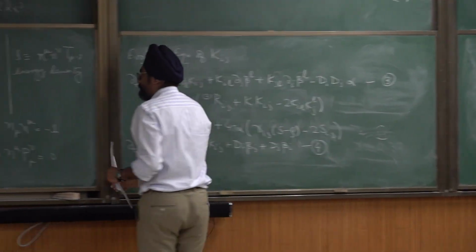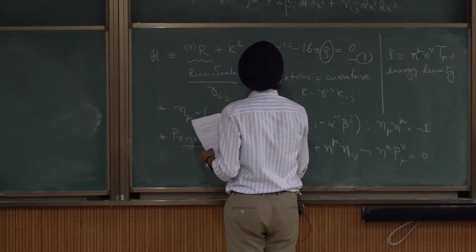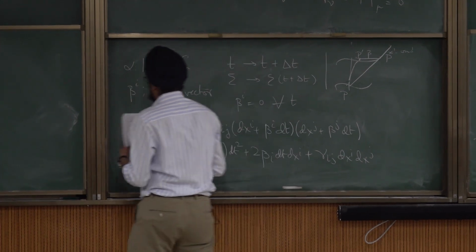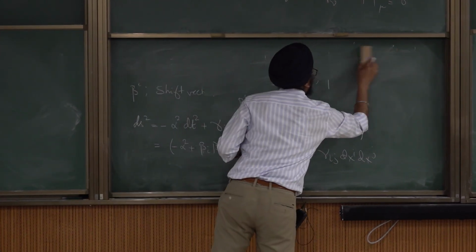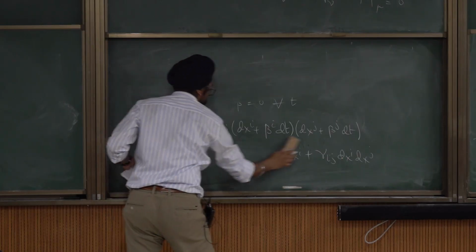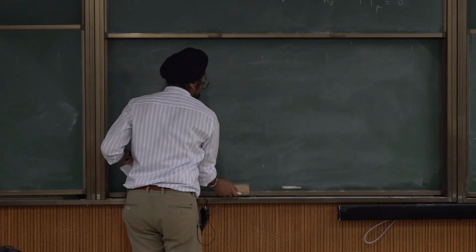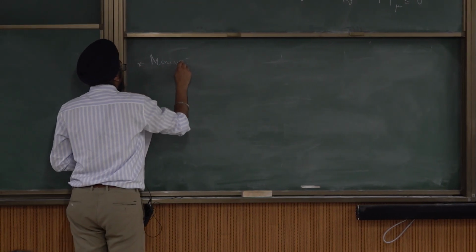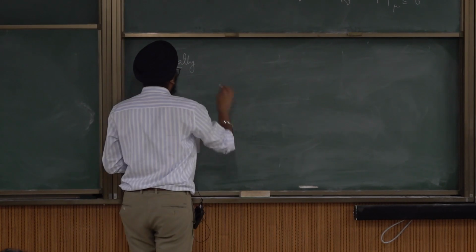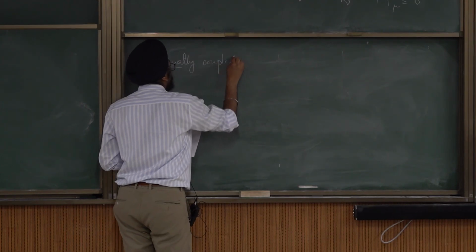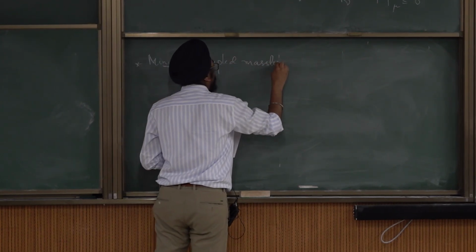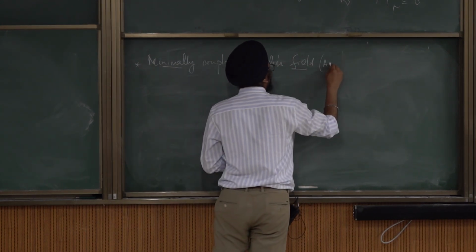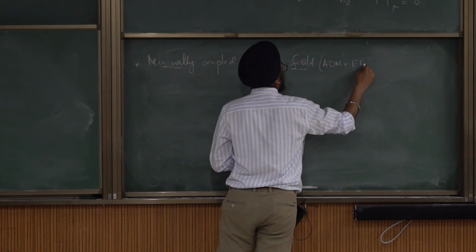So you need the matter part. Let's bring that down. So for that, what we consider is the minimally coupled massless field. So this is also called the ADM plus Einstein-Klein-Gordon system.